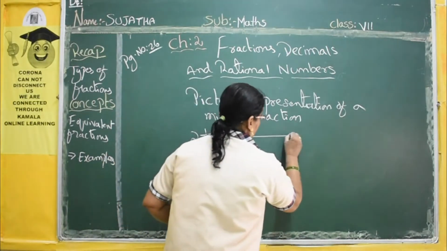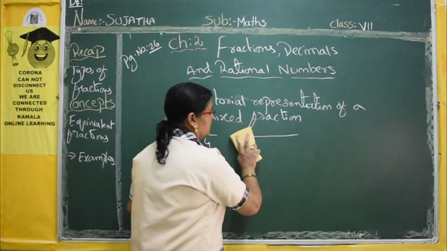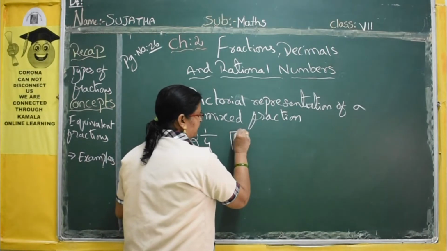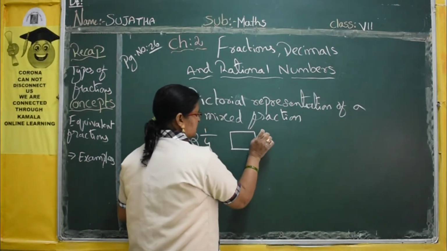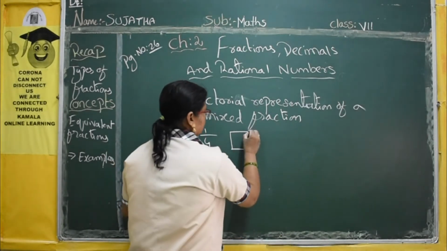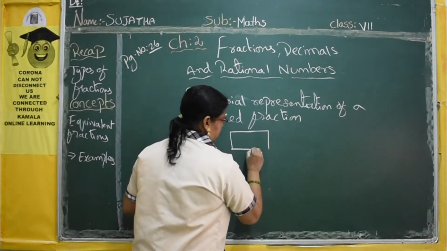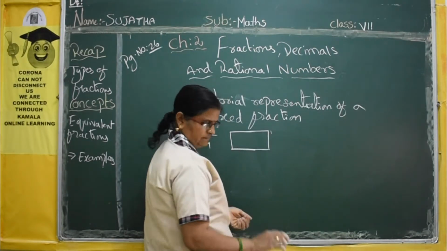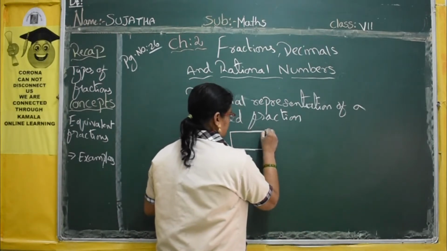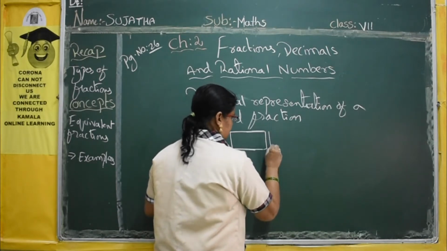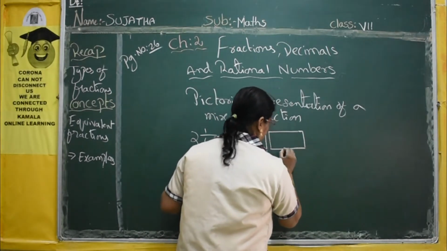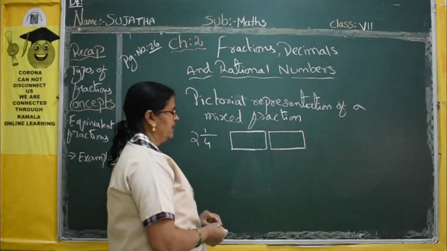For example, I want to take 2 rectangle boxes. 2 is a whole number, no? So for that I am taking 2 rectangle boxes. Okay, 2 rectangle boxes. See, this is one. This is one. And this is one more rectangle box I took. Okay. Now, what will I do?